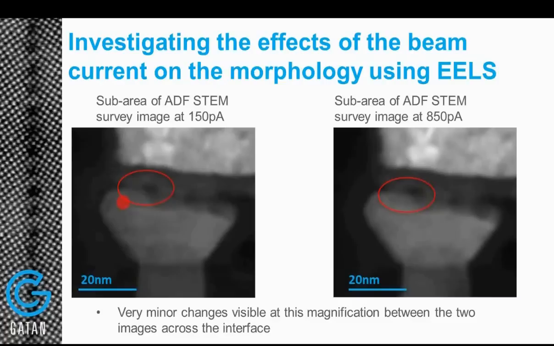This is basically a sub-area of the survey image that we used for the EELS-EDS acquisition. So we just focus on this particular area. And you can see the same thing at 150 picoamp and then 850 picoamp. There's not really a big difference, although the dark spot that you see here seems to be a little bit increased in the 850 picoamp case. So morphologically speaking, we're probably causing some changes across the sample, across the interface. But this is not really dramatic. We would probably need to go higher in magnification to see the difference.